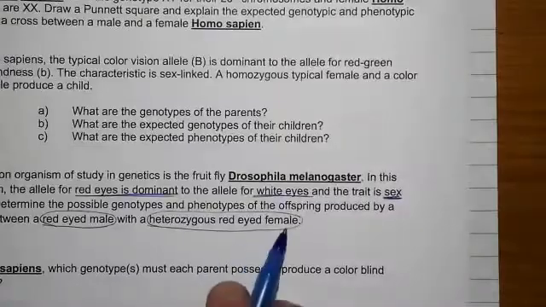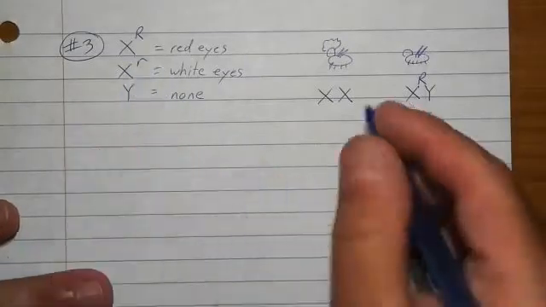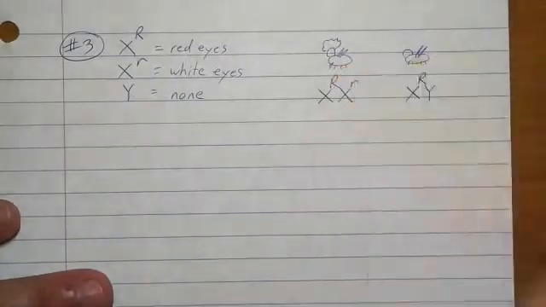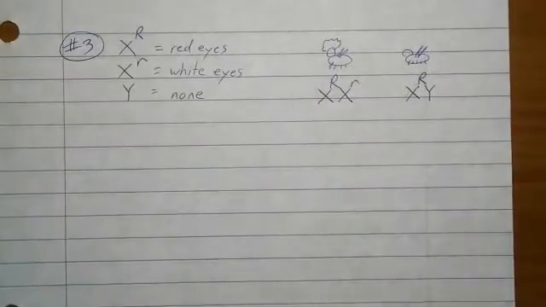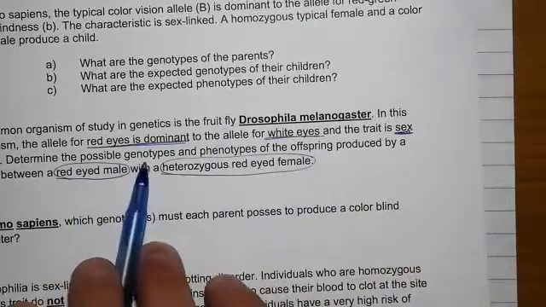And the female is heterozygous. Okay, so that tells me everything I need to know right then and there. Heterozygous means she's going to have one of each. So a capital and a lowercase. All right, and what are we doing? They have offspring. Figure out the possible genotypes and phenotypes.